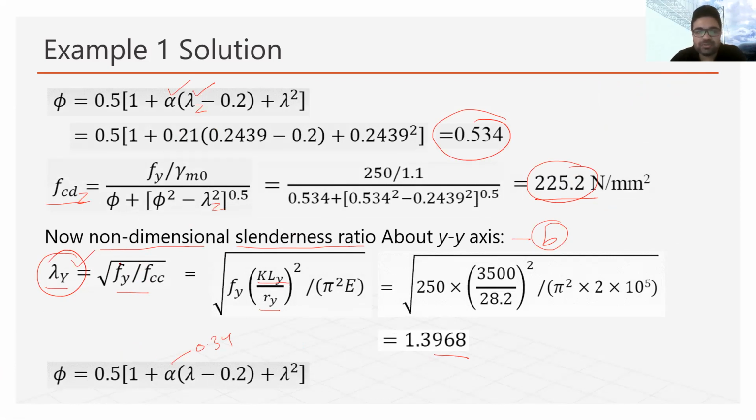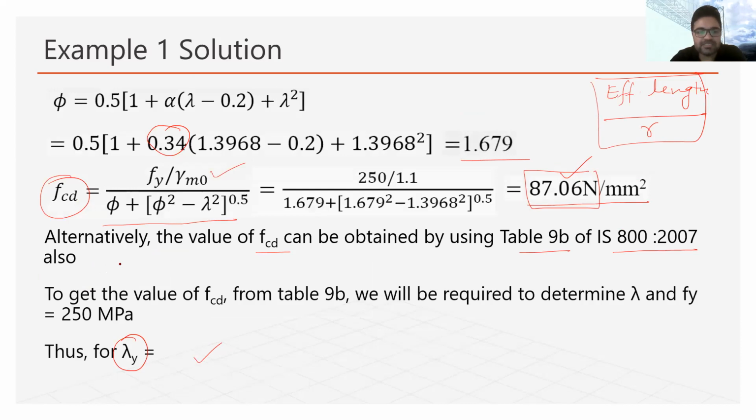But now the lambda y value that I am using is actually the effective slenderness ratio, and it is basically the ratio of KL by r. So here we are calculating along the y-axis, so that is why it is KLy upon Ry. Ry is the radius of gyration along the y-axis, and KLy is the effective length along the y-axis. So we already have those values. So 3500 by 28.2. By solving it, we find out the lambda y as 124.11.